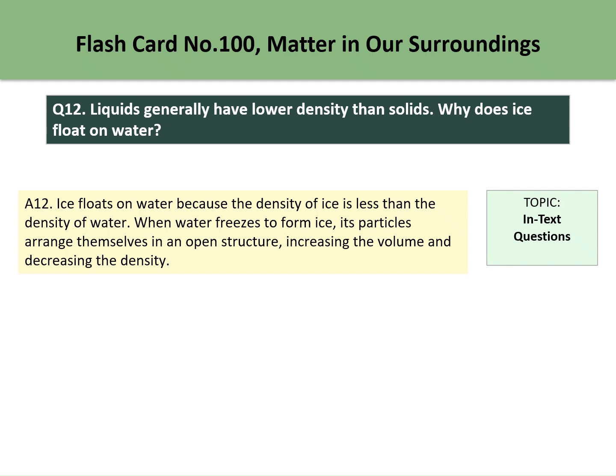Next. Liquids generally have lower density than solids. Why does ice float on water? Ice floats on water because the density of ice is less than the density of water. When water freezes to form ice, its particles arrange themselves in an open structure, increasing the volume and decreasing the density.